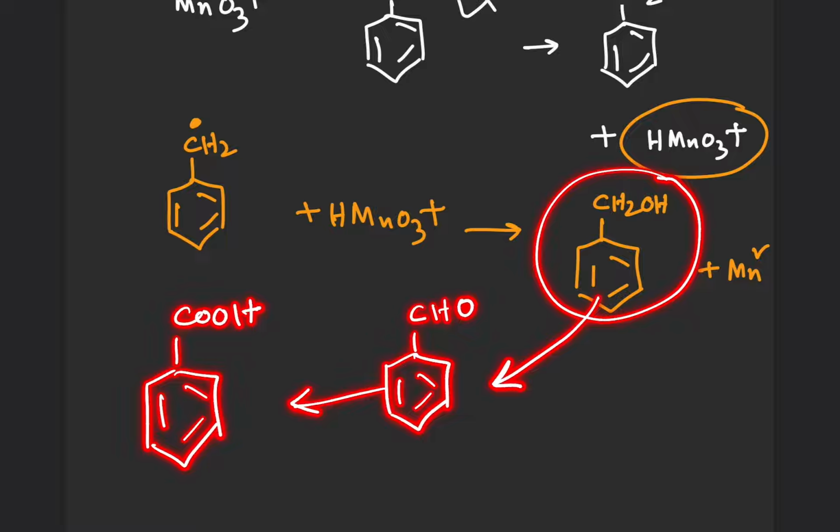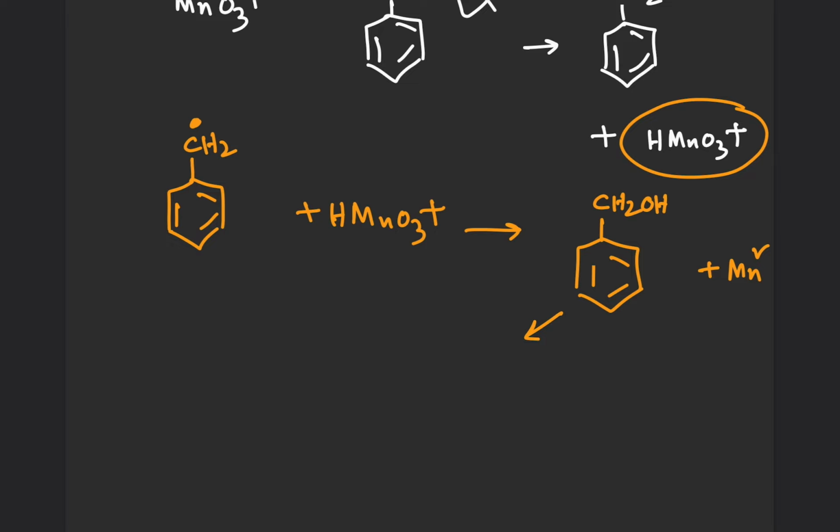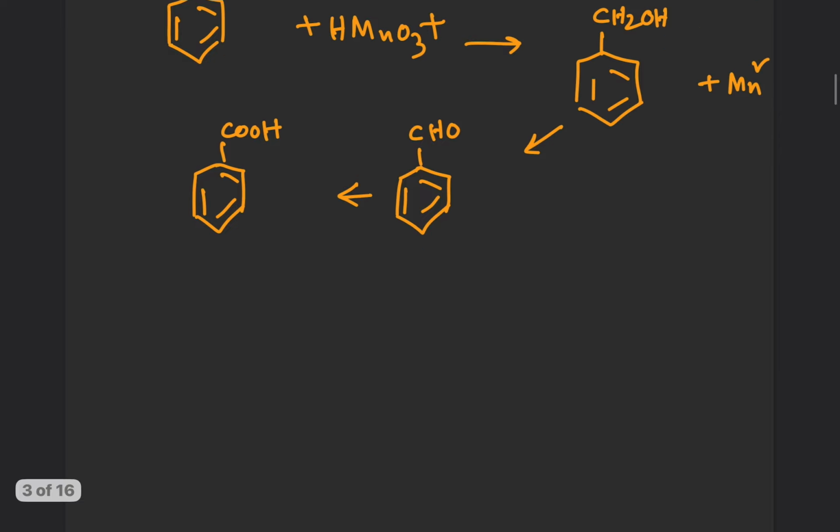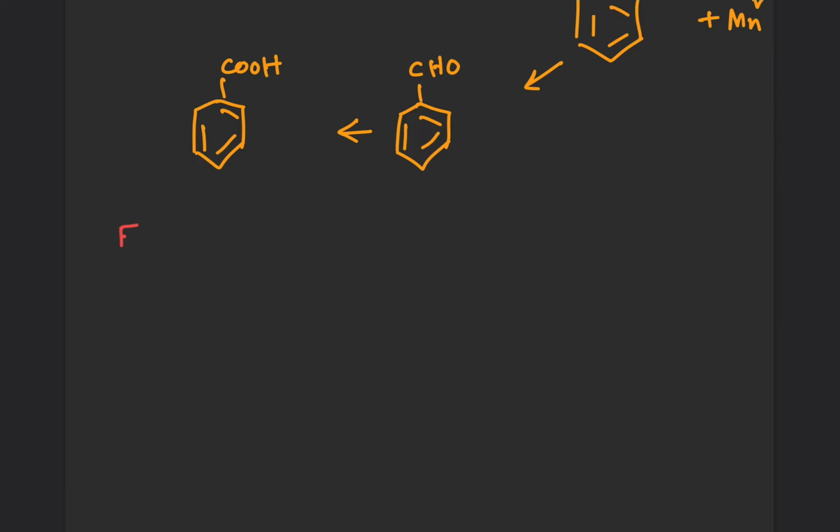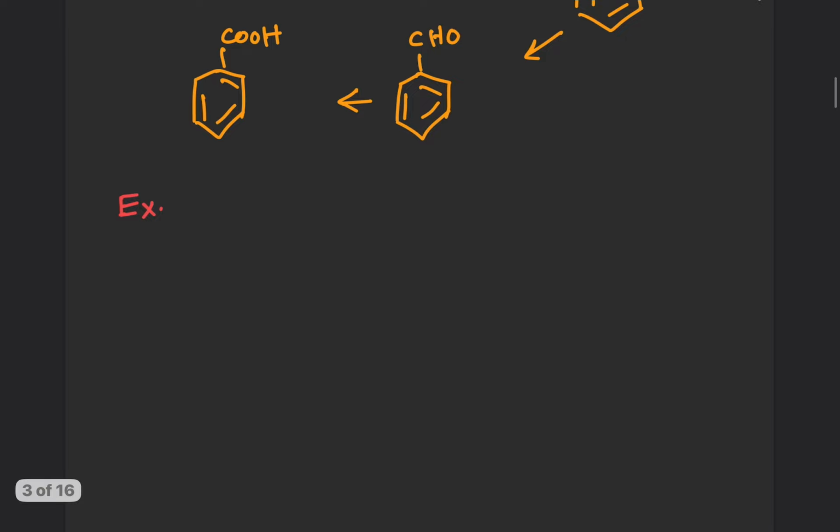This is how the mechanism works. So we get benzaldehyde, and then we get benzoic acid. Okay, so this is the first example. Let's take one more example of an alkyl benzene, that is a benzene ring and a bigger, or longer, side chain, right?